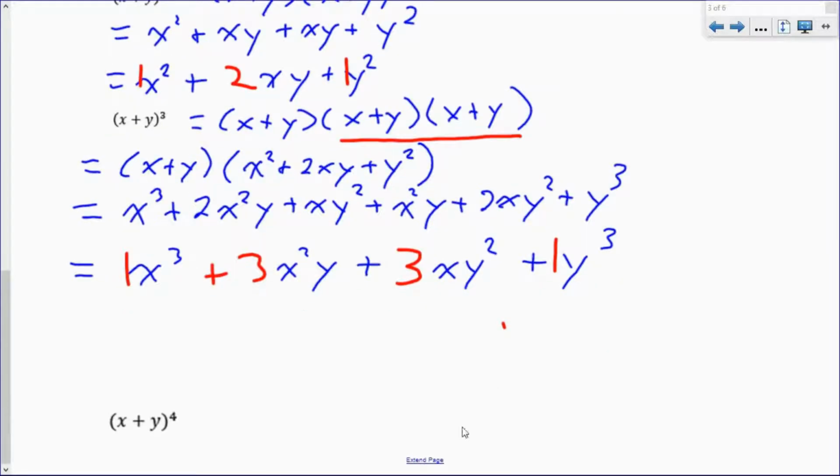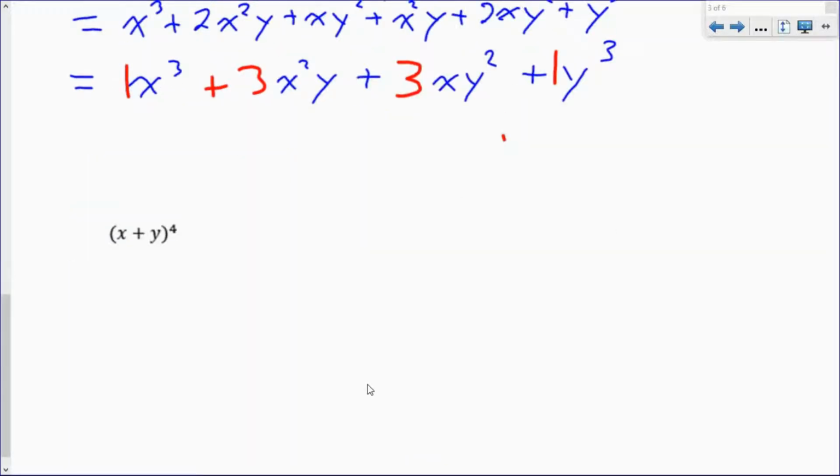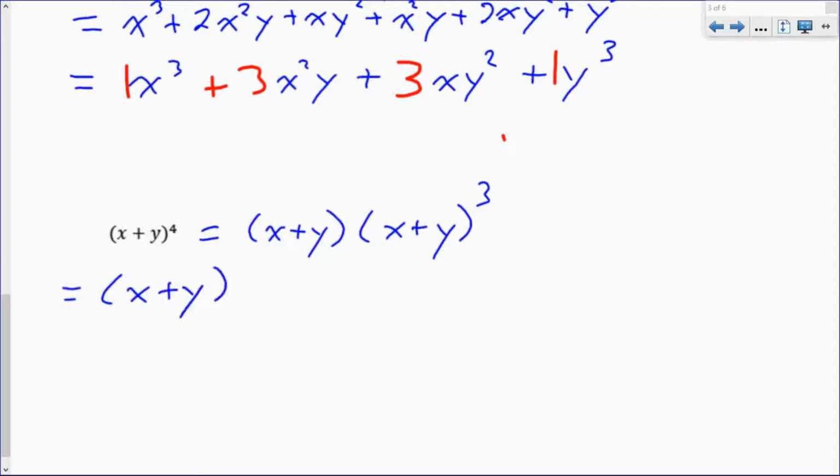Let's look at x plus y to the power of 4. So x plus y to the power of 4 is x plus y times x plus y times x plus y times x plus y, 4 times. Or we could look at it as x plus y times x plus y cubed. Because we've already figured out what x plus y cubed is, it's going to make things a little easier. X plus y cubed was x cubed plus 3x squared y plus 3xy squared plus y cubed.